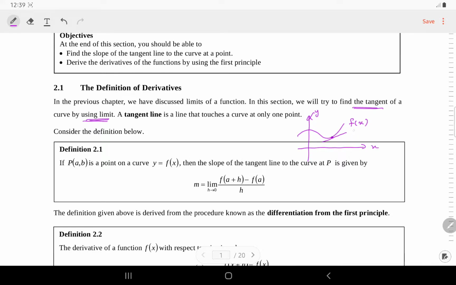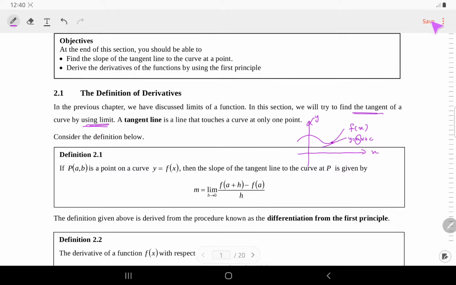You know that a tangent line is a straight line, so the equation of a straight line is y equals mx plus c. Then we want to find the value of m for this tangent line, what its slope is. The value of m we can get from this equation: limit h tends to 0 of f of a plus h minus f of a, divided by h.